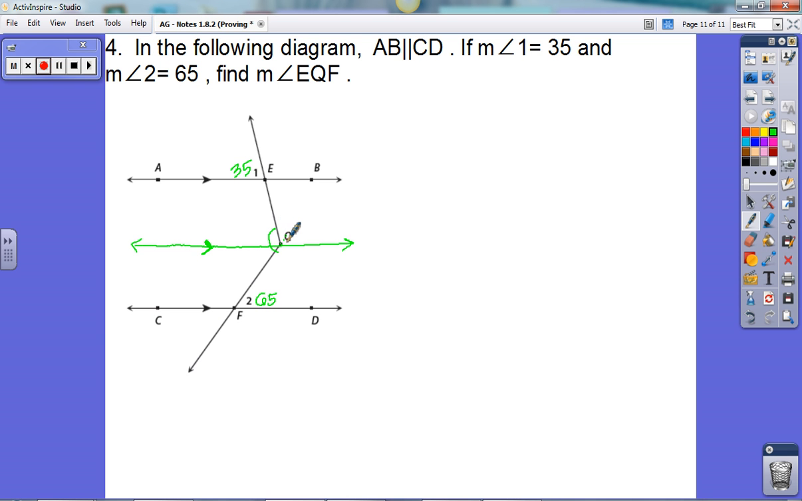So this angle and this angle are corresponding angles, right? I've got two parallel lines and a transversal. So these are corresponding, which means this is 35. And then angle 2 and this angle up here are alternate interior angles. So this would be 65. And then to find EQF, all I have to do is add those two together. So 65 and 35 gives me 100 degrees.